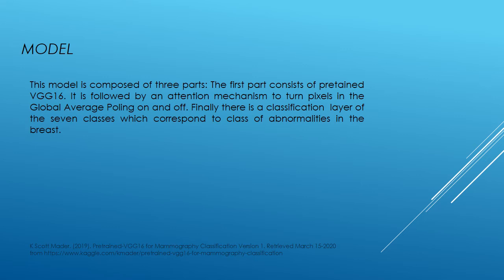The model is from Kaggle and is composed of three parts. The first part consists of a pre-trained VGG16. It is followed by an attention mechanism to turn pixels in the global average pooling on and off. Finally, there is a classification layer of 7 classes, which correspond to kinds of abnormalities in the breast. It is important to point out that before carrying out the classification task, it was necessary to balance the data. The oversampling technique was used.